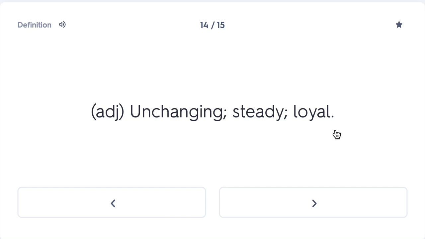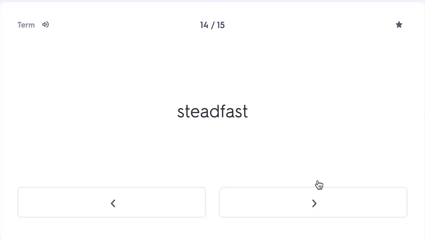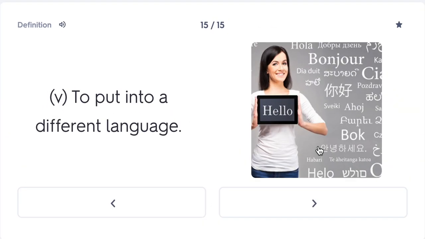Steadfast. Steadfast is unchanging, it's steady, it's loyal. Steadfast would be a good way to describe your best friend, right? Somebody that's going to be loyal, that's always going to be there for you, or maybe a friend or a family member that's steadfast. Maybe it's an activity that you like to do. You always know when you go home that maybe that specific game or toy is always going to be there for you no matter what, something that you enjoy, right? So that's steadfast.